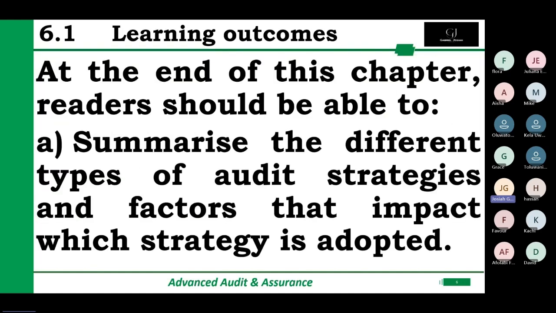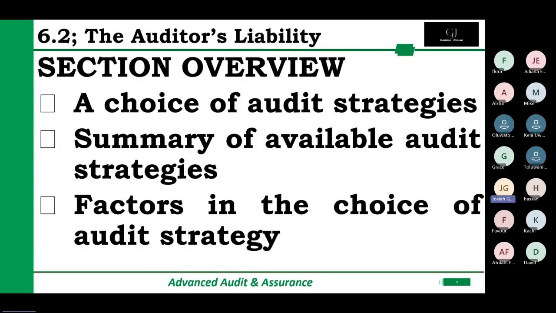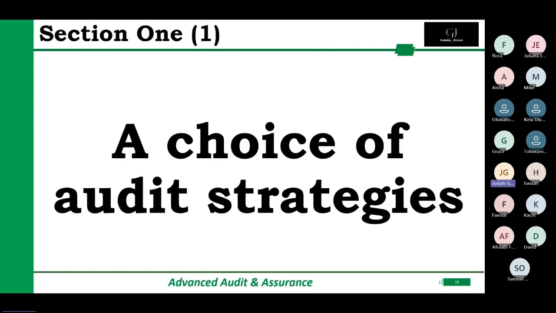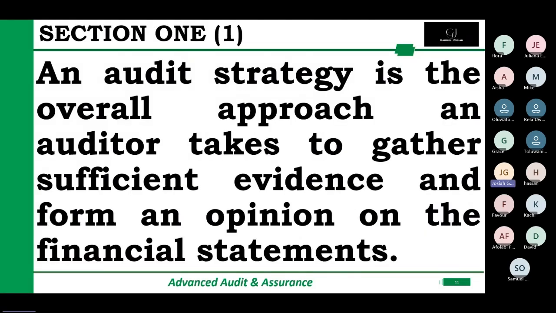And the sections we'll be looking at under that is a choice of audit strategy. We'll look at the summary of available audit strategies and also factors in the choice of any audit strategy the auditor chooses. So section 1, let's look at the choice of audit strategies. Now, an audit strategy is an overall approach an auditor takes to gather sufficient evidence and also form an opinion on the financial statements. That's generally what an audit strategy means.